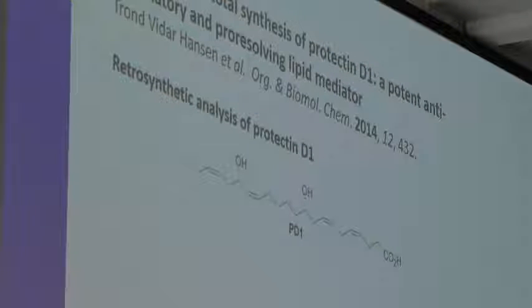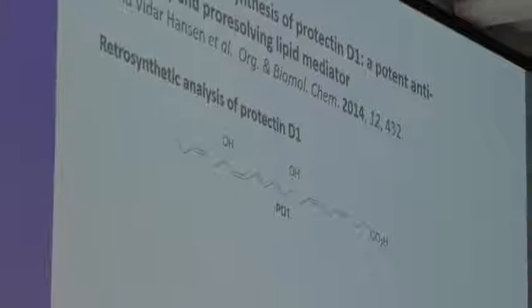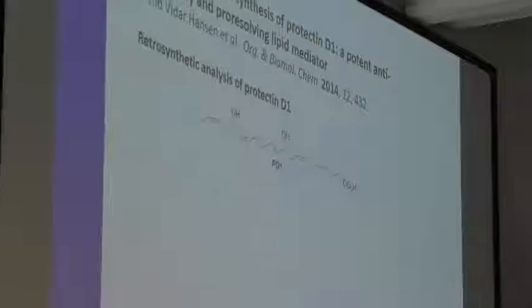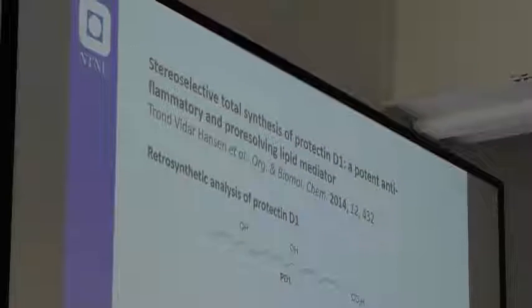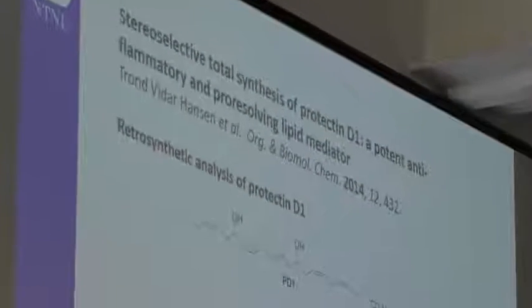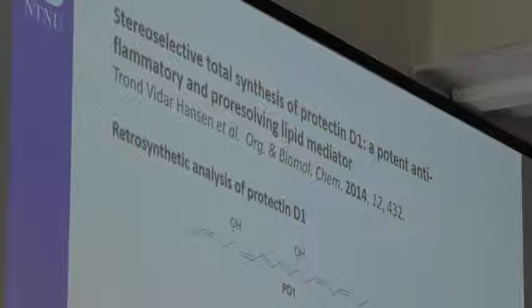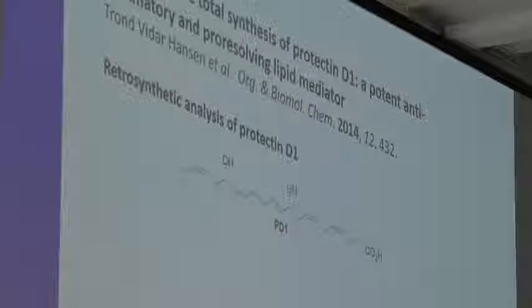I have chosen a recent total synthesis of protectin D1 as an example to illustrate the concept of retrosynthetic analysis. Reidar Gautun and his group at the University of Oslo published this excellent work in 2014. Protectin D1 is a polyunsaturated fatty acid with potent anti-inflammatory properties. Some points about the structure of PD1 were given in the paper.